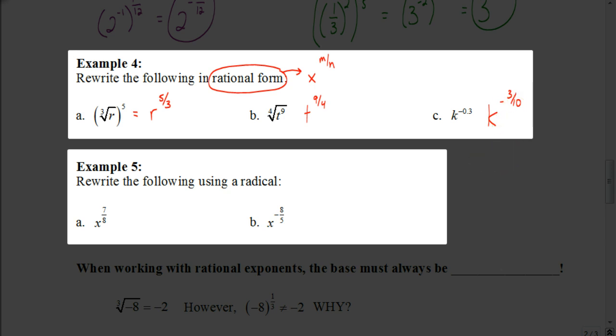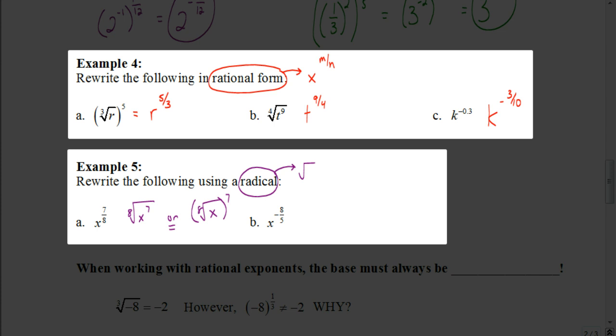But now let's look at these next examples. These next examples say to write using a radical. Now a radical is this symbol. So we want to write these the way that the original problems in the previous example were written. Now there's two ways you could write these. For this first one, this is the 8th root, and our power is the 7th power, so you could write it like this, or we could write it like this, where we have the 7 outside the parentheses.